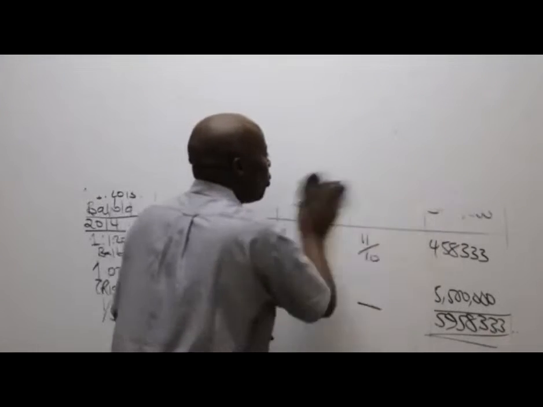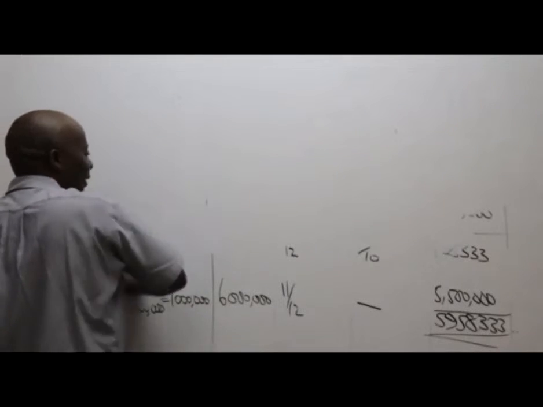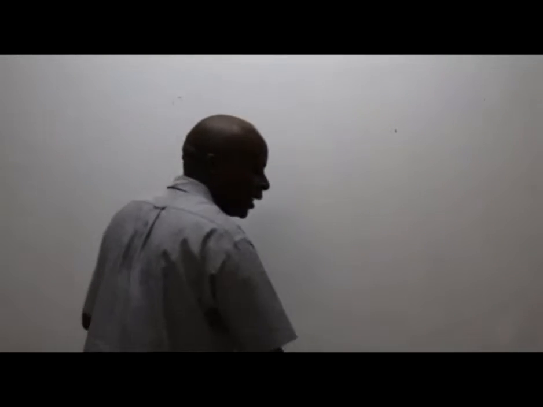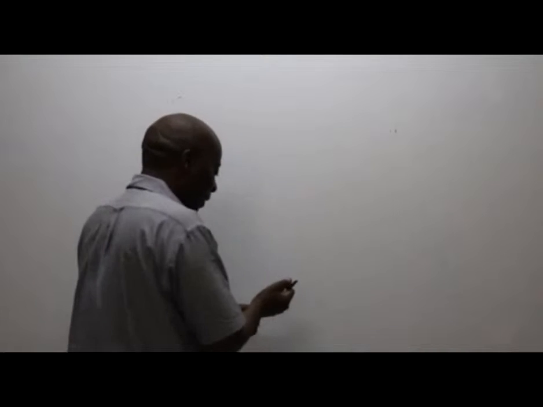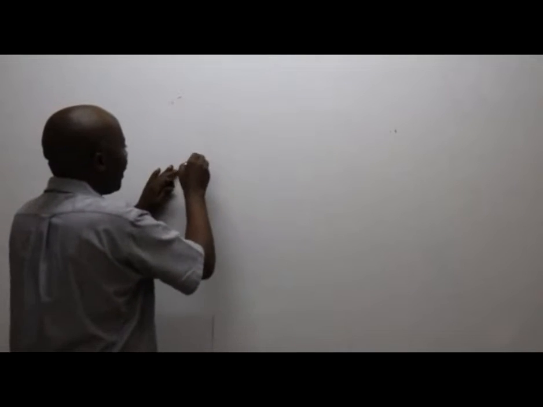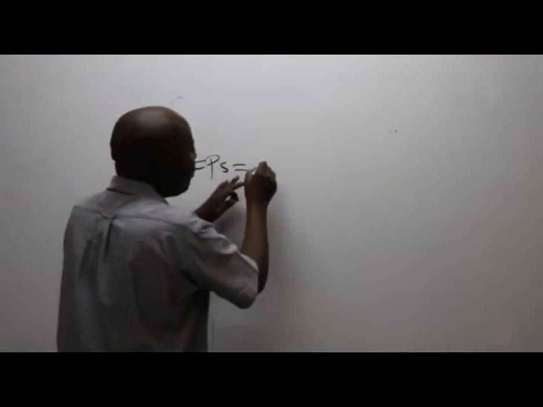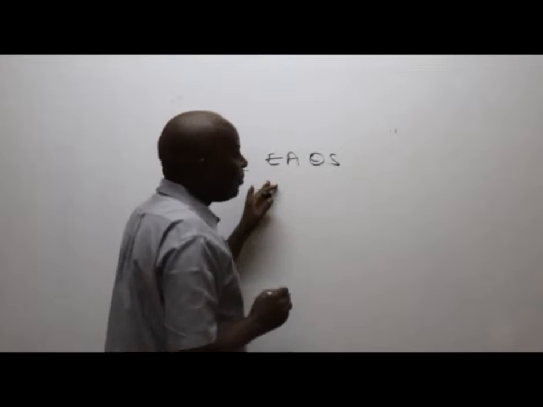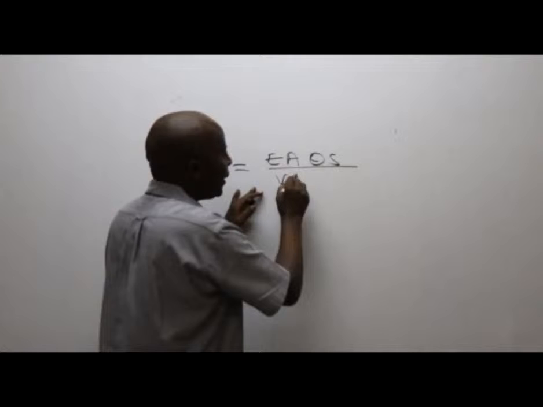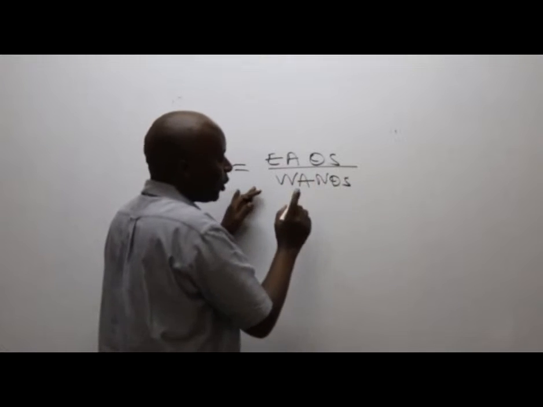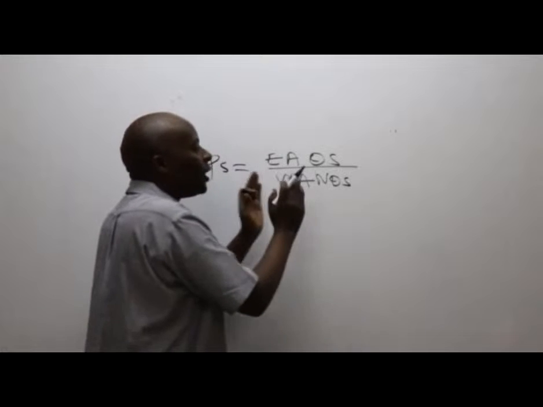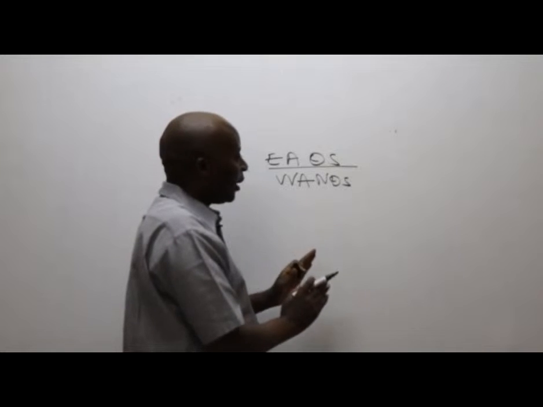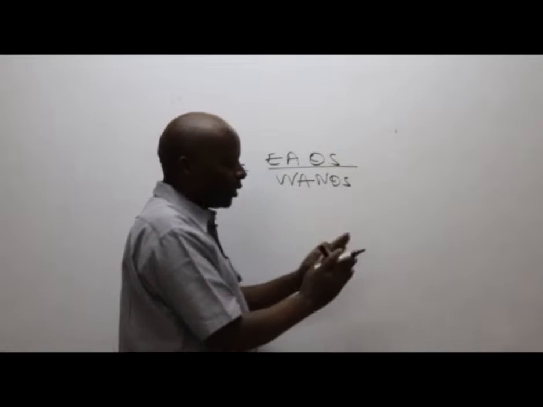Now, what I would want you to do is to remember the formula of getting our earnings per share, the basic one. So remember, for us to get earnings per share, we shall take the earnings attributable to ordinary shareholders all over the weighted average number of ordinary shares.